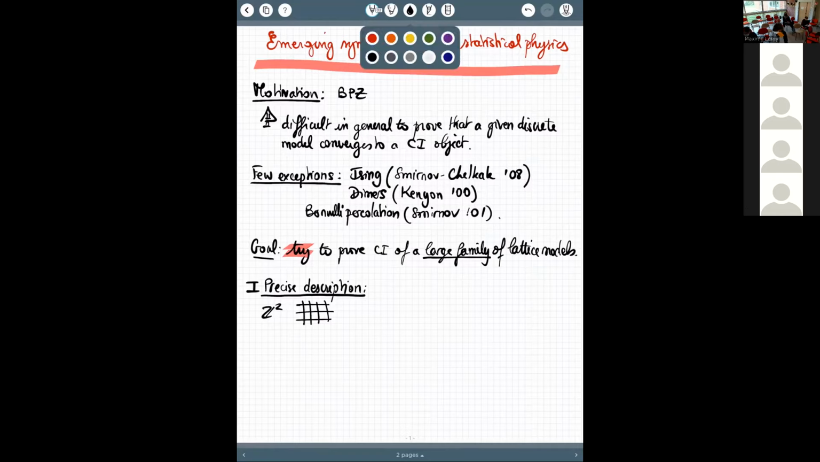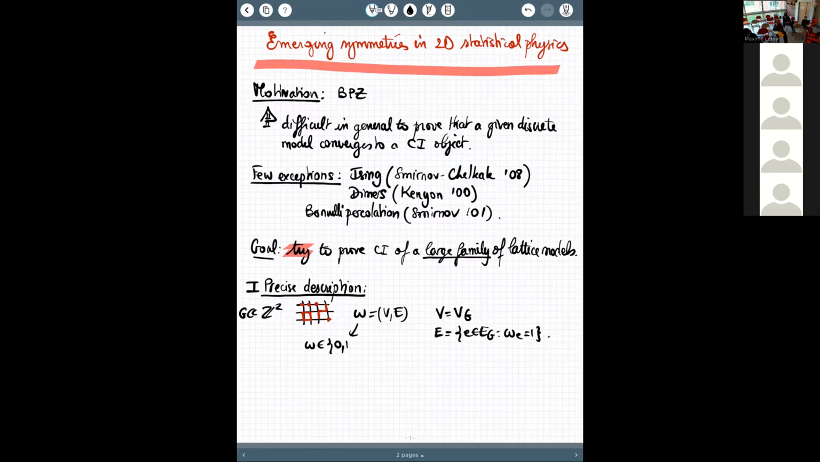And the goal is to pick a random subgraph of Z2, where I have the same vertices as the original graph, but I take a subset of the edges. So I'm going to represent this subgraph omega, let's call it. So it has a set of vertices and a set of edges. So V would be the same thing as Z2, or if I take a subgraph of a finite graph, maybe G is a finite subgraph of Z2, V would be the same vertices as the vertices of G. And E would be seen as a set of edges in G such that omega(e) equals 1. So I think of omega as a function from the edges to {0,1}: 0 if my edge is not in my subgraph, and 1 if my edge is in my subgraph. It's a way of encoding a subgraph of my original graph.